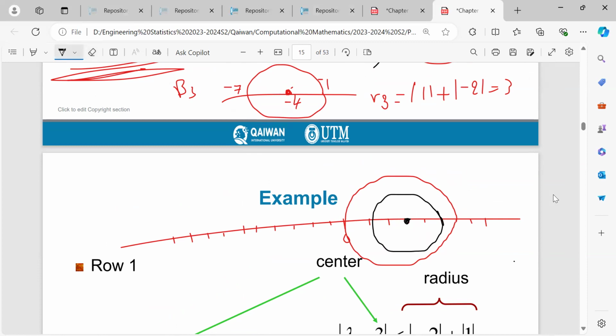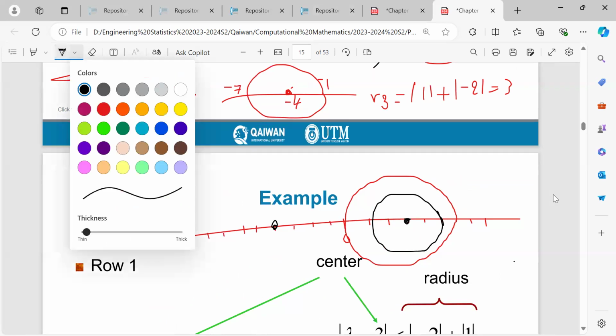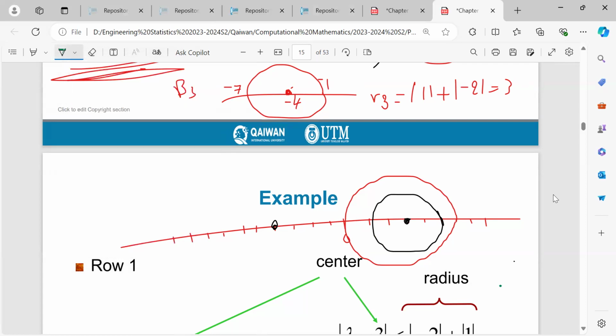Then the third one, from -7 to -1, the center is at -4: -1, -2, -3, -4. That's it. The center is at the point 1, 2, 3. That's it. We now have all together.